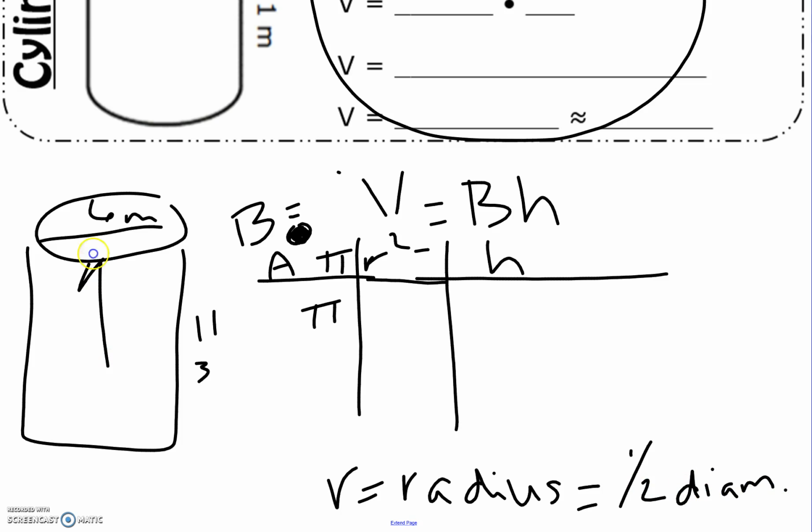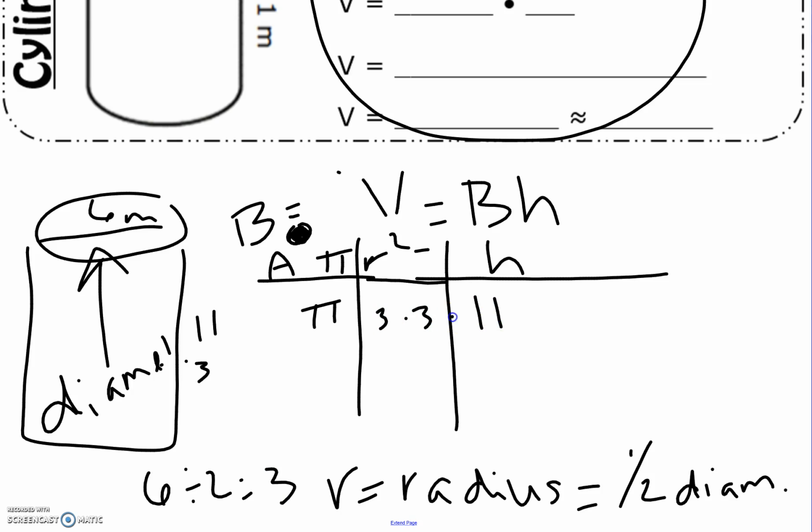And if this is the diameter, right? So 6 divided by 2 is 3. So we have 3 times 3. And our height is 11. And we know that these are multiplication problems. So use your calculator, 3.14 for pi. You know your answer is going to be a little greater than.